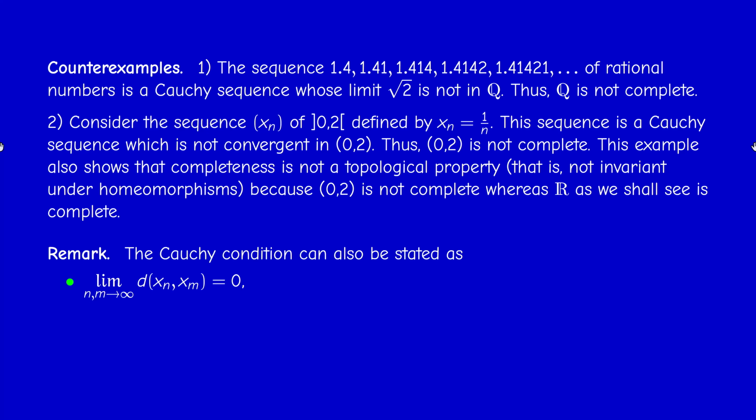As I said, there are two other ways to formulate the Cauchy condition. x_n is a Cauchy sequence if and only if the limit of d(x_n, x_m) as both n and m tend to infinity is 0, or if you like, if you write m as n plus p, then for every p, the limit of the distance between x_n and x_{n+p} as n tends to infinity is 0. Same thing, as you may easily check. So you can use any one of these. So I have three ways of rephrasing the Cauchy condition.